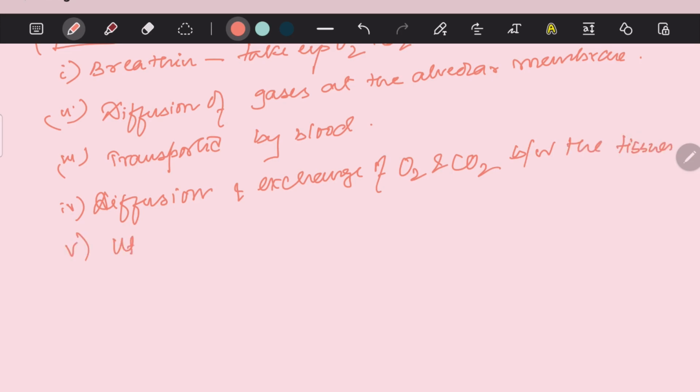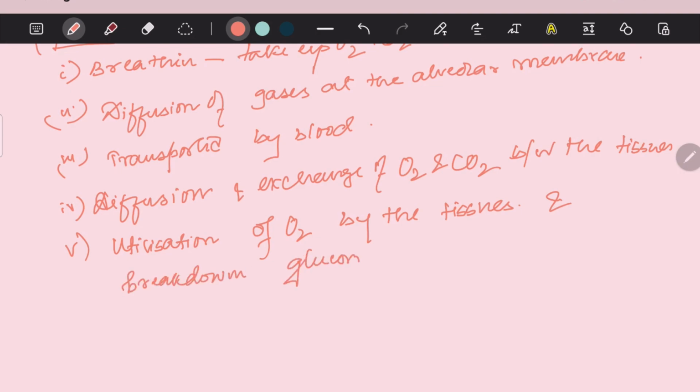Lastly, there is utilization of oxygen by the tissues and breakdown of simple substances like glucose, amino acids, etc., and they form ATP, that is energy, and release CO2, which is again transferred back to the lungs and finally excreted out. Now, with this, we have got the basic idea of the structure of the lungs, how it works, what are its different parts, and what is the entire process of respiration.